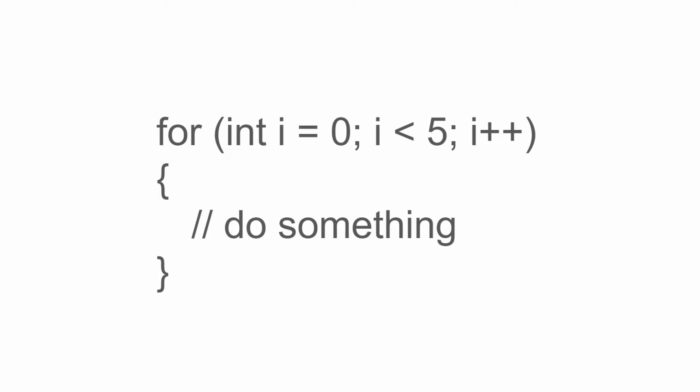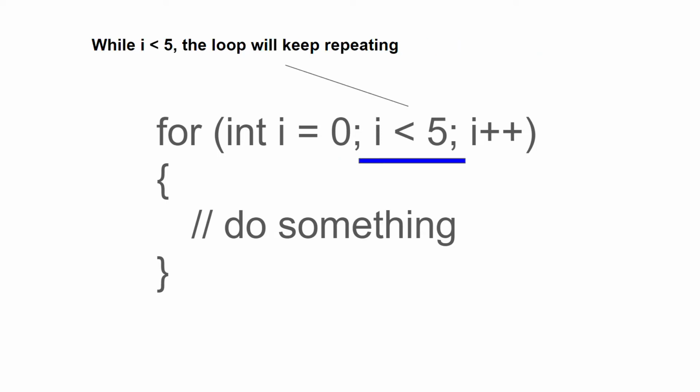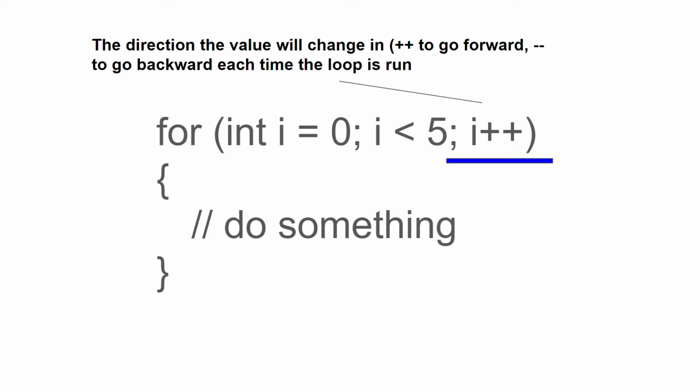They take in 3 arguments. First we have the value the integer is first set to at the start of the loop. Then it's saying that while I is greater than 5, the loop will keep repeating. And finally, this is just saying the direction the value will change in. So the syntax is plus plus to go forward and minus minus to go backwards. And it's just saying do that each time the loop is being run.